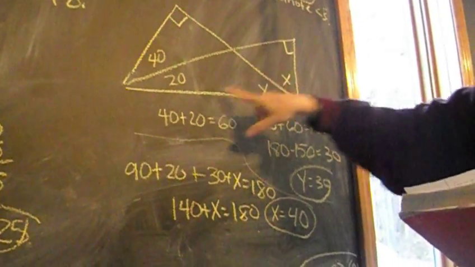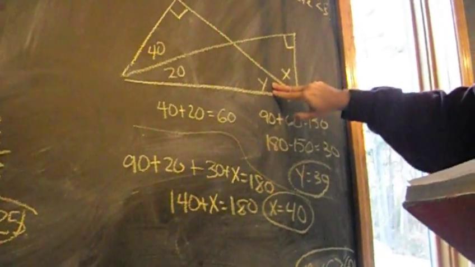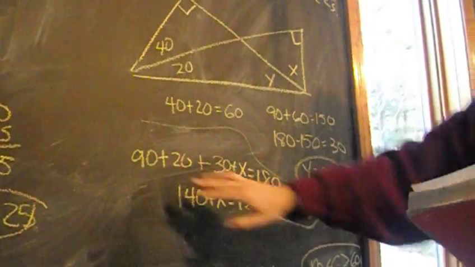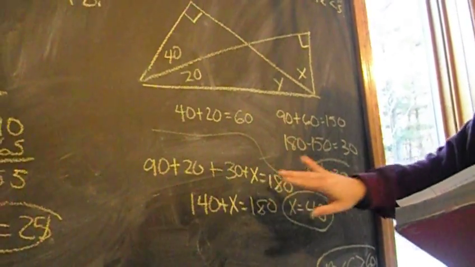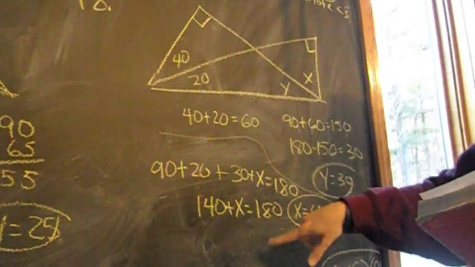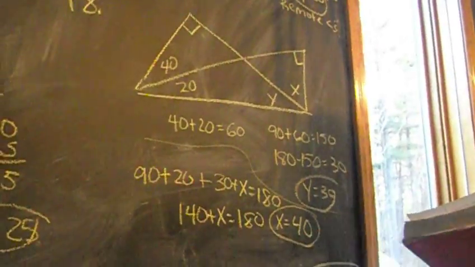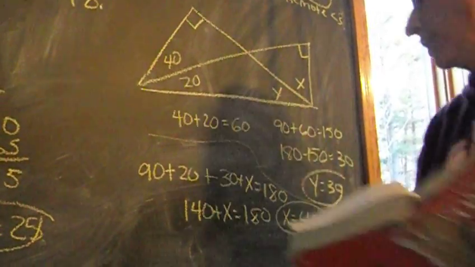Now I know that. And then I've got a 90, a 20. I've got 30 here. I can figure out x. 90 plus 20 plus 30 plus x equals 180. 140 plus x equals 180. x equals 40. Okay, 4 more problems.